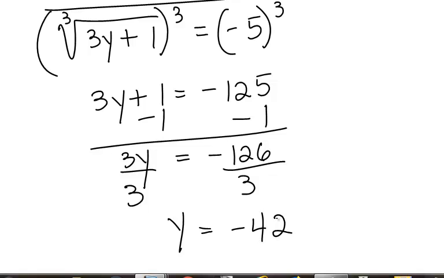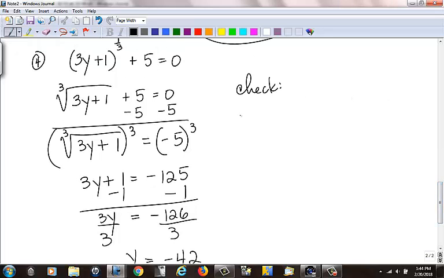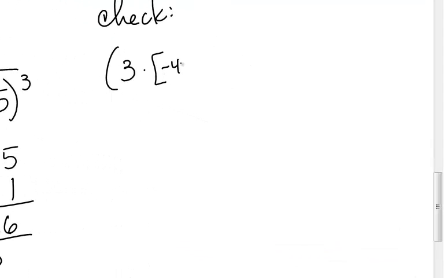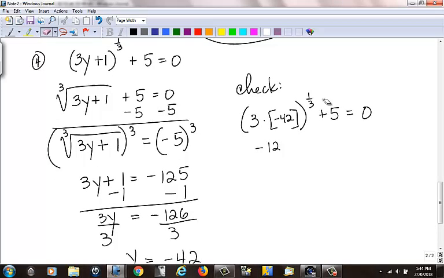Okay, now you have to check your answers. So go back and check. So if we checked it, we'd go back to 3 times negative 42 plus 5 equals 0. So 3 times negative 42 is negative 120. Wait a minute, I wrote something wrong. I didn't put the plus 1 in there. Sorry, that's my fault.